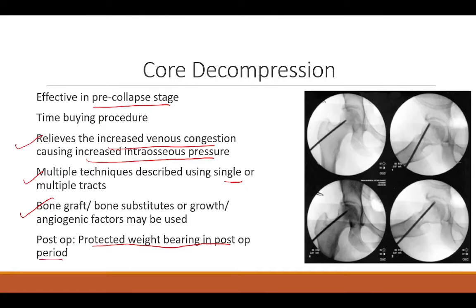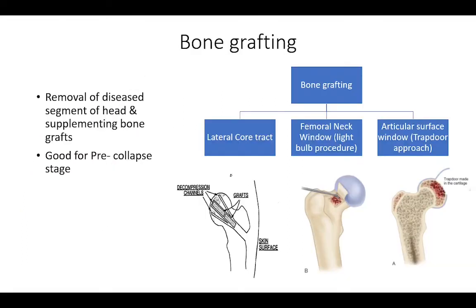Here you can see that the necrotic segment, which is the superior anterior segment, is being targeted by the guide wire. Once the guide wire has reached its objective, the core decompression can begin. By this, the necrotic segments are removed, which allows healing, and in the tract, bone grafting can be done. Bone grafting involves the removal of the diseased segment of the head and supplementing it with bone grafts. It is very useful for the pre-collapse stage where the head is still spherical.